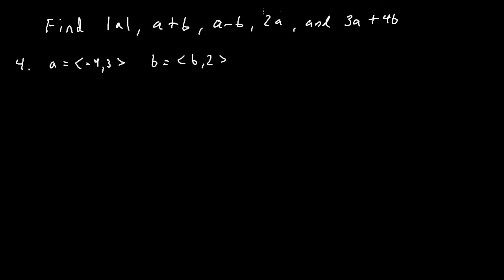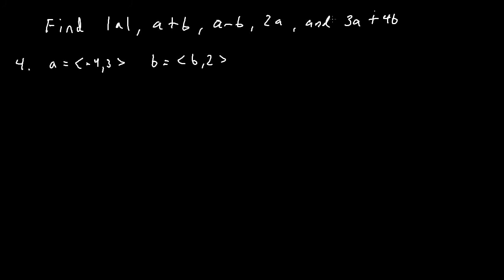Now in order to find 2a, all we're going to do, 2 is kind of like a constant or a multiple, so all we have to do is take the a components and multiply both the x component and the y component by 2. So 2a will just give us negative 8, 6.